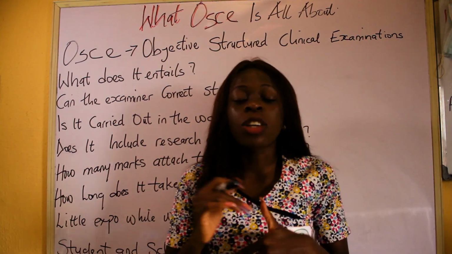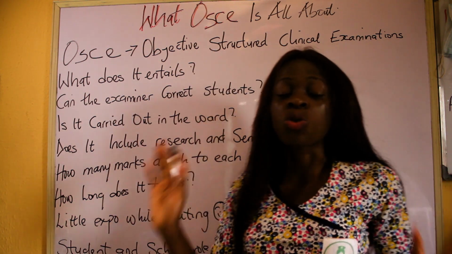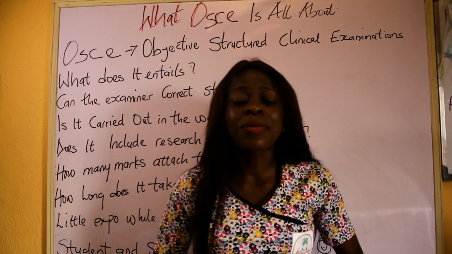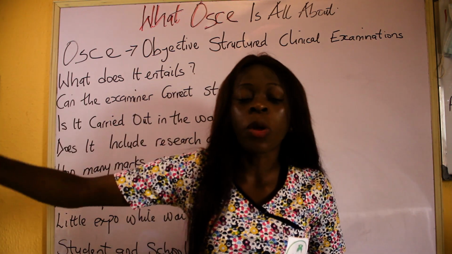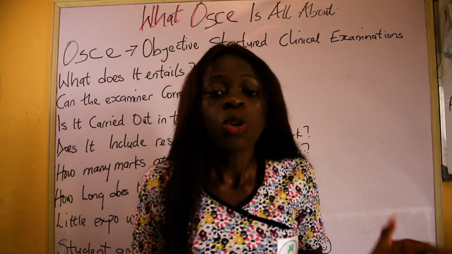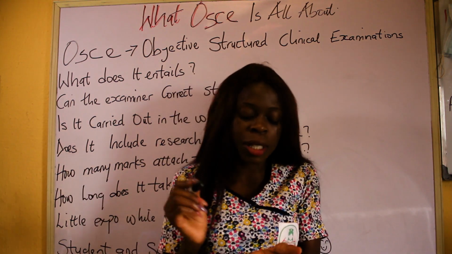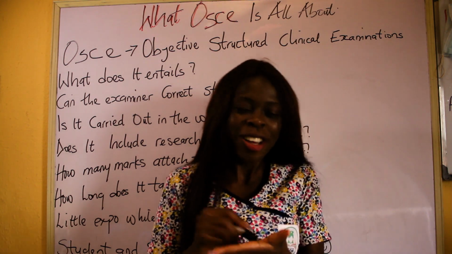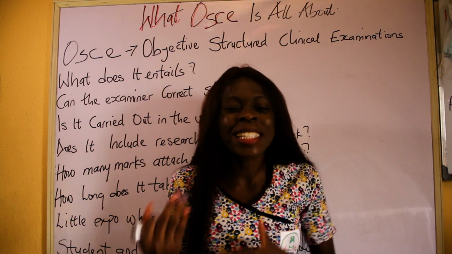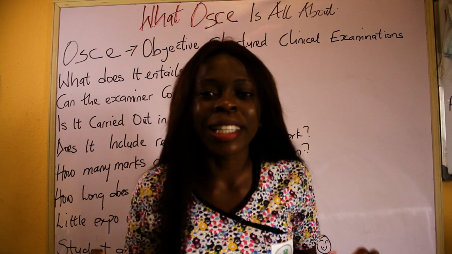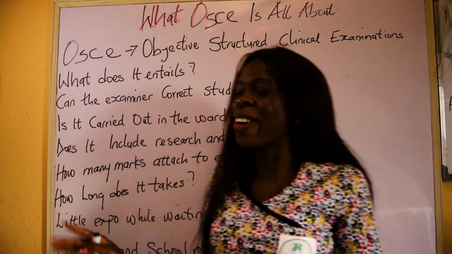Then another question I used to get from the students is, can the examiner correct students? No. Most of the time the examiner will just leave you to do what you are doing. They already told you what to do on the board, so you are on your own. So do what you can do and let me mark. You just see them ticking. Did you do this? Yeah. Did you do it? Yeah. So most times the examiner will not correct you, even if you are doing the wrong thing. But if you feel you are lucky, I don't know, but they hardly correct you.